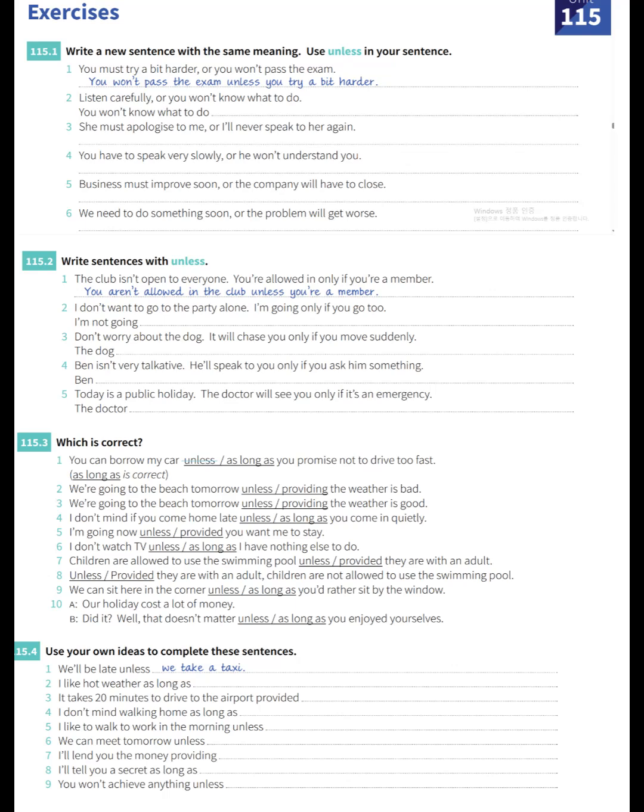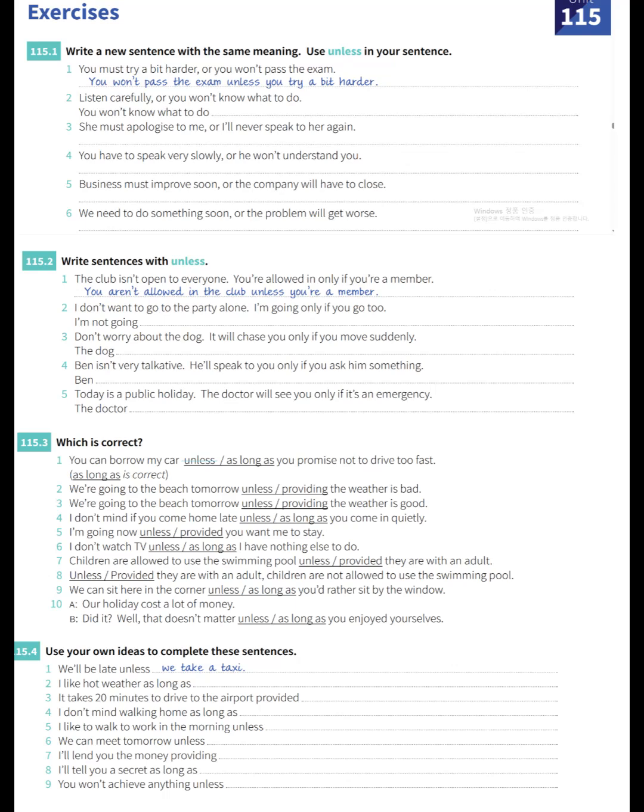Our holiday cost a lot of money. Did it? Well, that doesn't matter unless or as long as you enjoyed yourselves. As long as you enjoyed yourselves. It doesn't matter whether the holiday costs a lot of money.